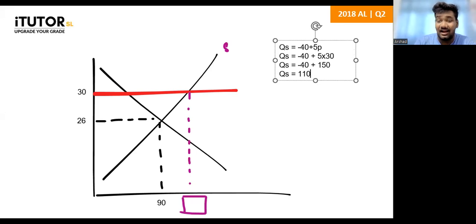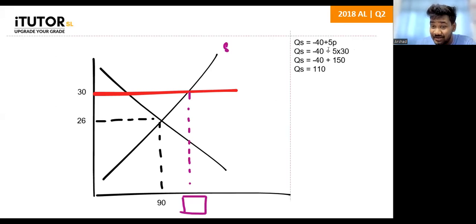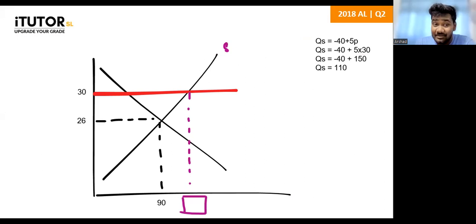Quantity supplied is 110. So when the price is 30 rupees, when the government guarantees a minimum price of 30 rupees, the farmers are willing to supply how much, guys? Farmers are willing to supply 110 kilos, 110 metric tons of pumpkin. But do you see that the demand for pumpkins is now low? Quantity demanded, at this price, is a very low one.